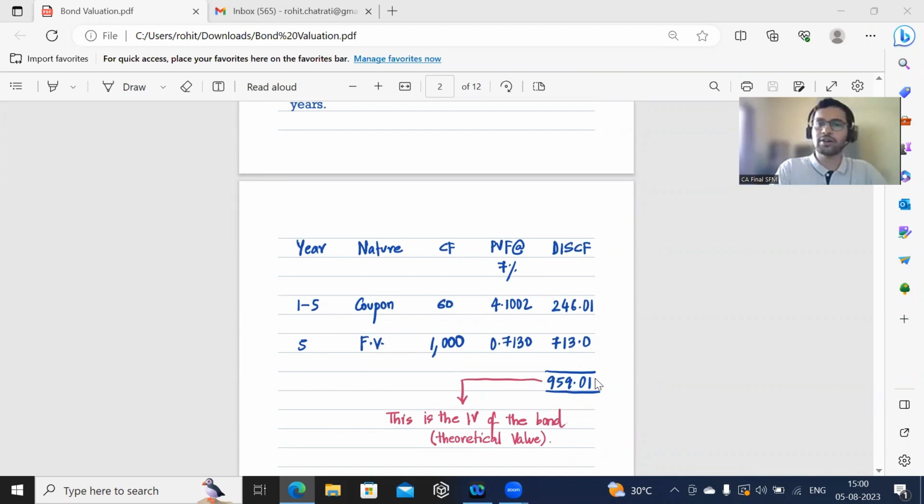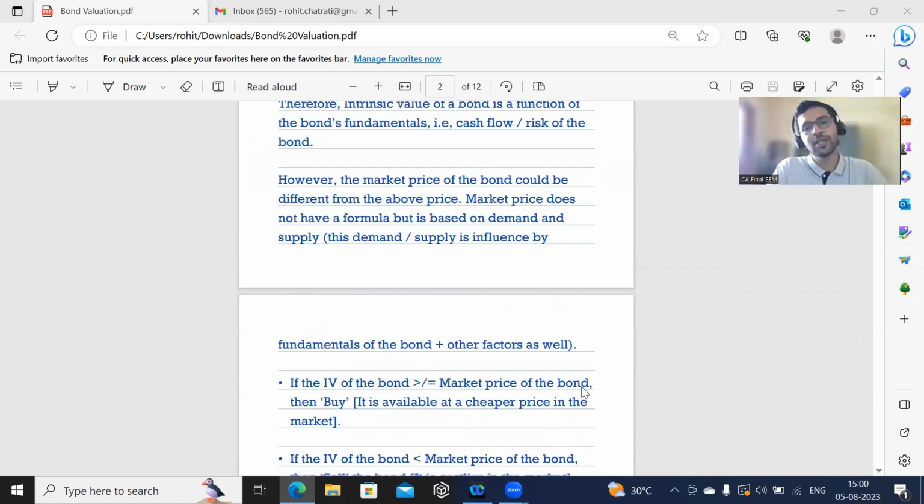You can do it at your end, increase this discount rate to 10%, and then you will see that the discounted cash flow is actually falling below 959. The intrinsic value will fall below 959, and therefore higher the required rate of return, lower is the price of the bond. Higher the required rate of return or the discount rate, lower will be the price or the intrinsic value of the bond.